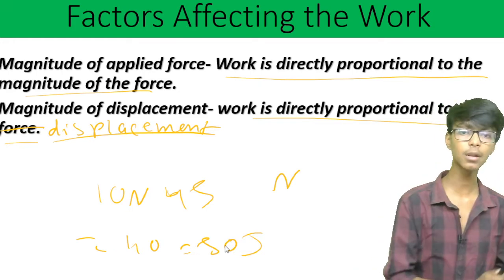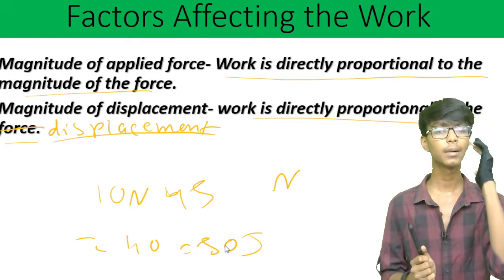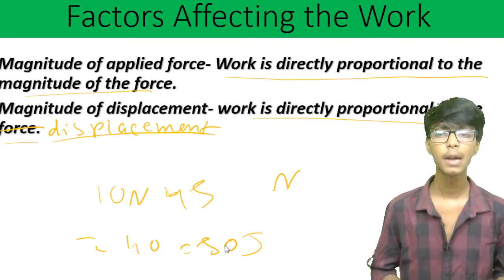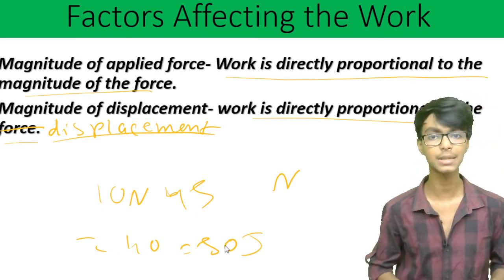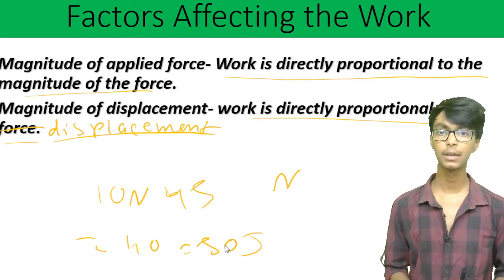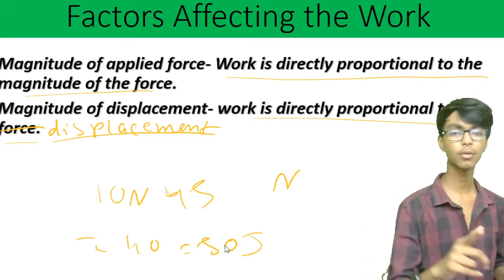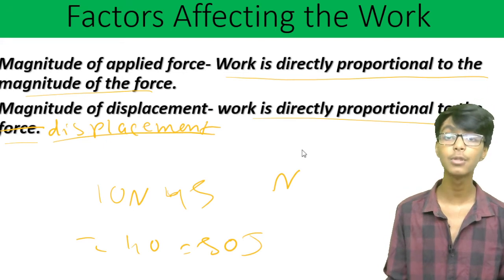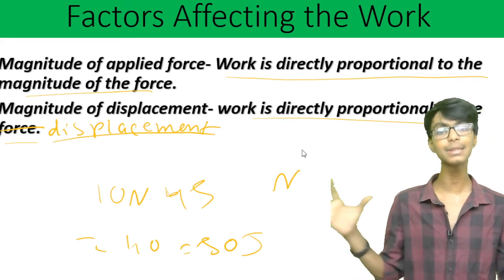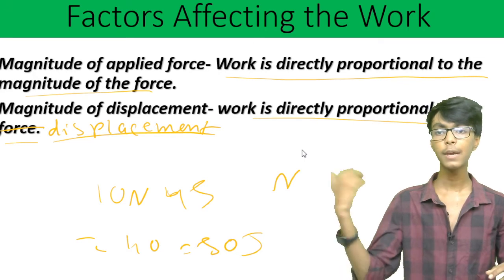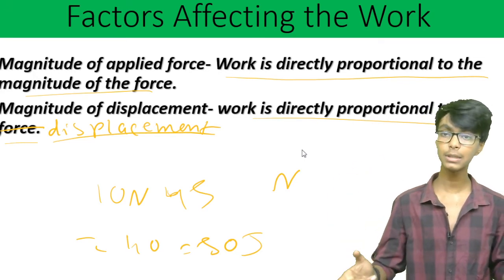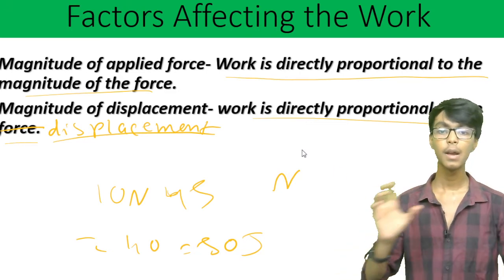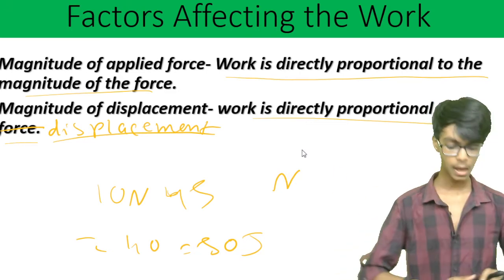And if displacement is also increasing and the work done is also increasing, that means displacement is also directly proportional to the work done of an object. These two factors affect the work. If displacement gets lower, the work done will definitely get lower, because it is directly proportional, not inversely. Because inversely means opposite, directly means same. If it gets more, it will get more. If it gets less, it will get less. But inversely, if it gets more, it will get less. If it gets less, it will get more. So this was our video.